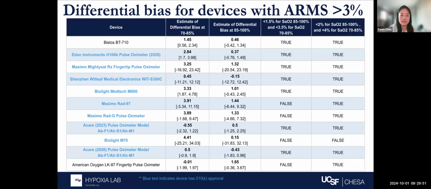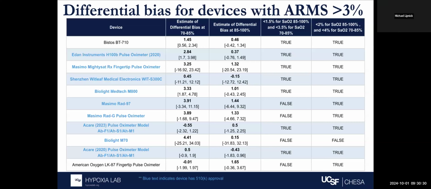Here we look at the performance of the 11 devices that did not meet the ARMS less than 3% check, but only 4 of them had the absolute differential bias fall outside of the FDA's thresholds, and only 1 didn't pass the ISO's threshold. And we also have devices that have estimates within the threshold, but with very wide confidence intervals. For example, Masimo Mighty Sat on the 3rd row, and a device from Shenzhen We Live Medical on the 4th row. I will hand it back to Mike.